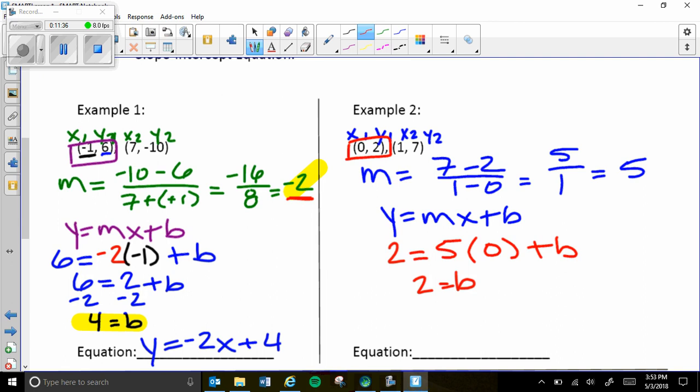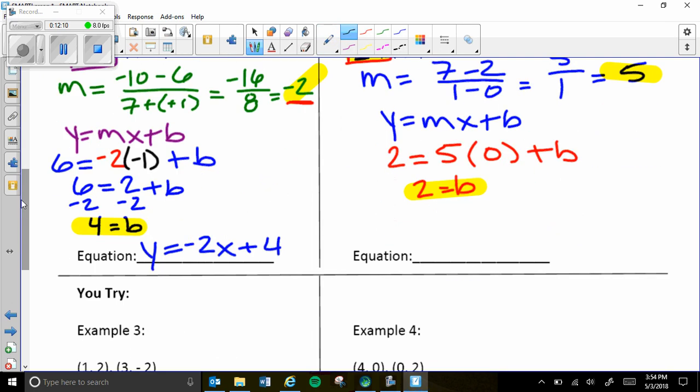I could have just used my super smart algebra brain and said, I know that this point right here has to be the y-intercept because the x value is 0. So because of the fact that x is 0, I know that 2, in this case, has to be my y-intercept. So now I have an m and I have a b. Again, m and b. And I can use those to write the equation of my line. Y equals m, which is 5, x plus b, which is 2.